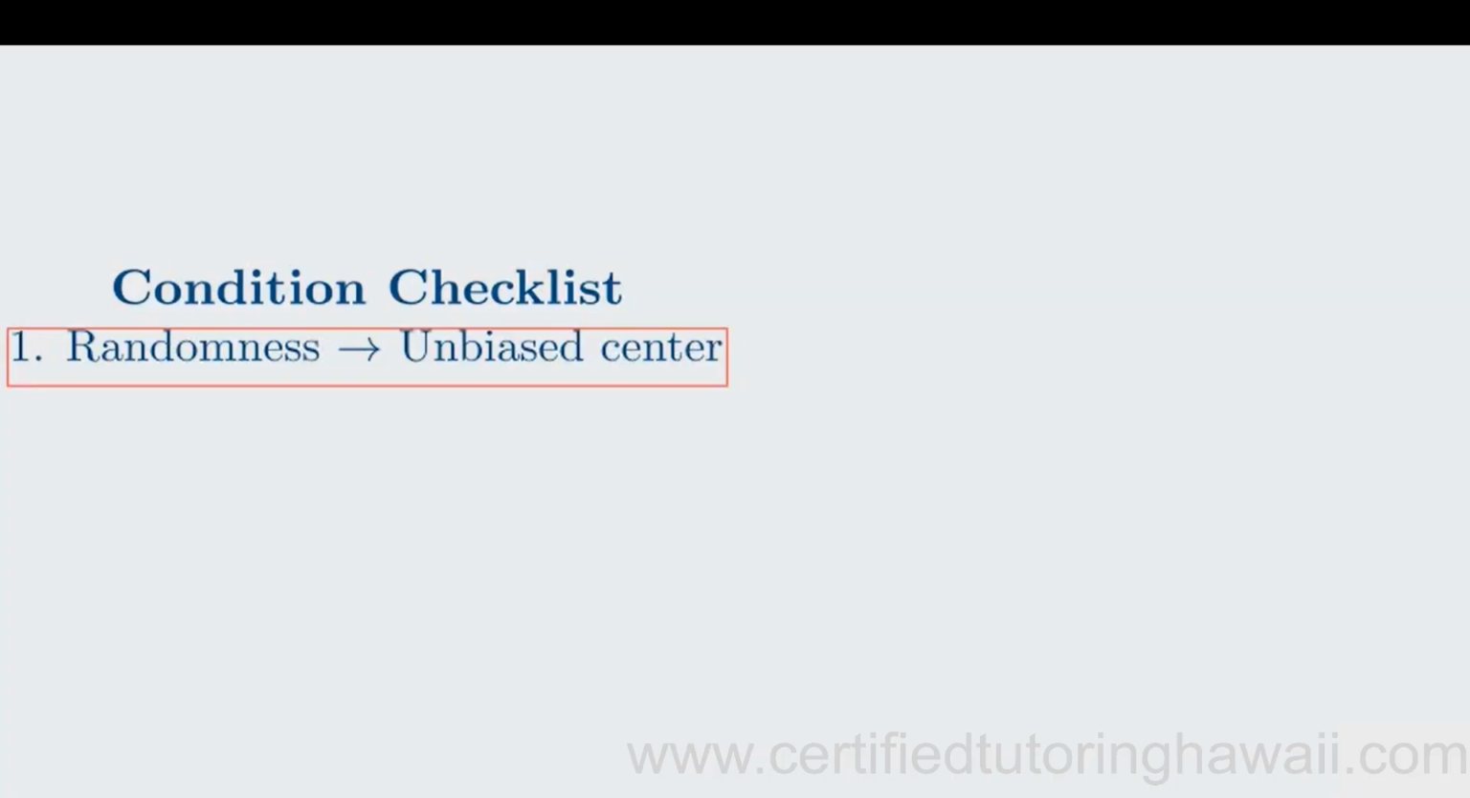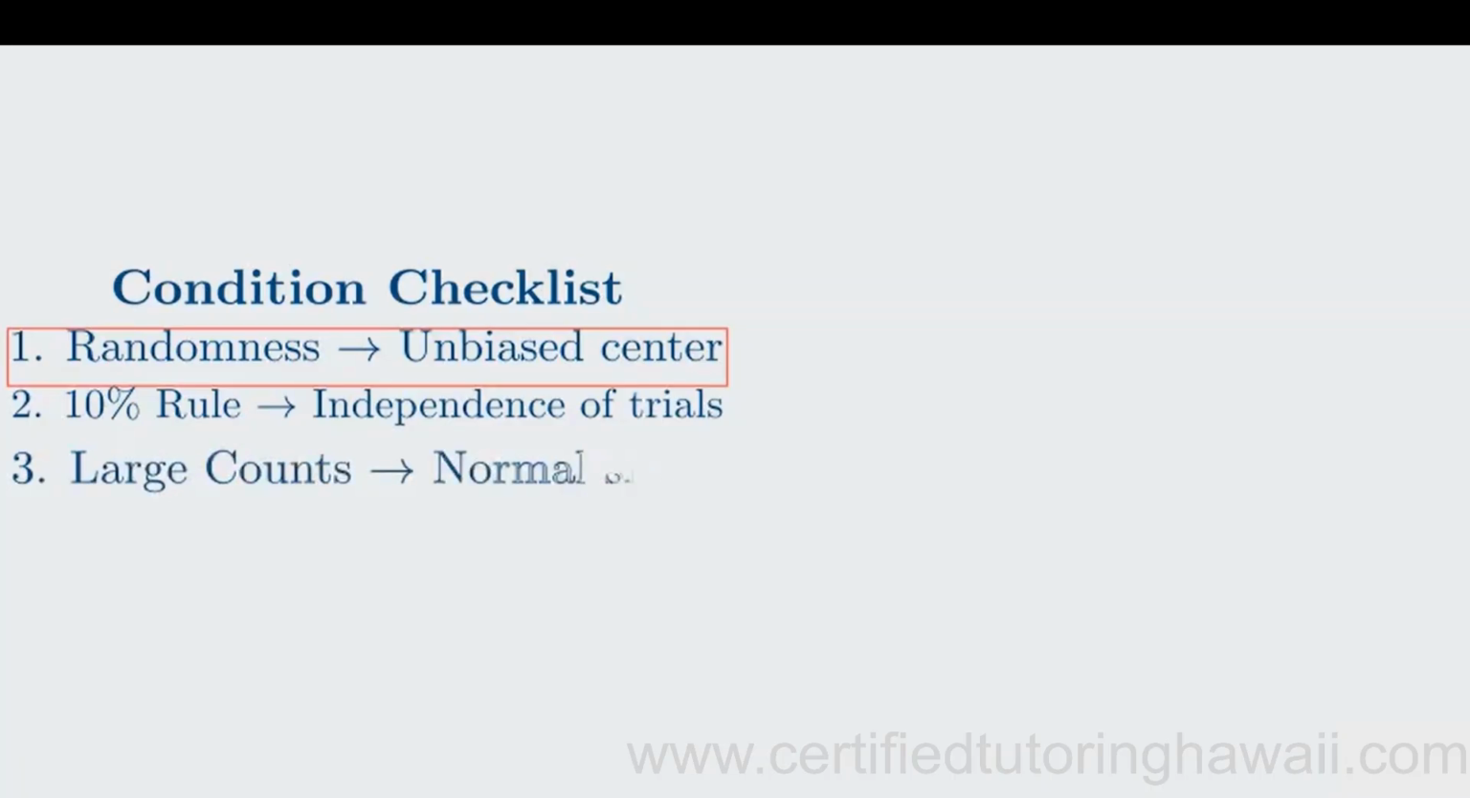Think of the conditions as a checklist for quality control. Randomness ensures our mean is centered at the right spot. The 10% rule ensures that our standard deviation formula isn't overestimating the spread, and the large counts condition ensures that the pile of data actually looks like a bell curve.